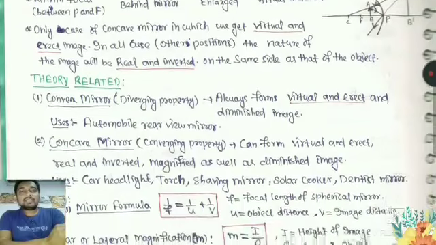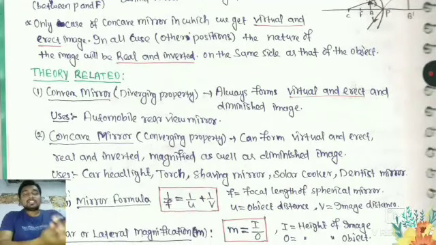What is the theory related to this? A convex mirror has a diverging property and always forms a virtual and erect image. That is used in the automobile rear view.